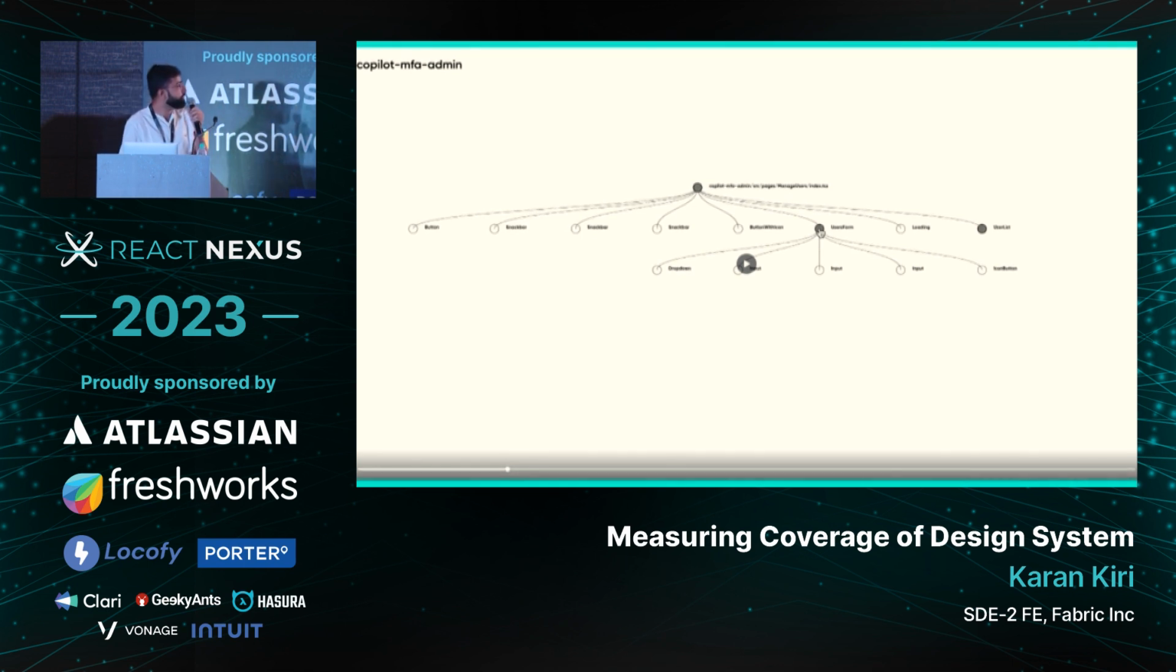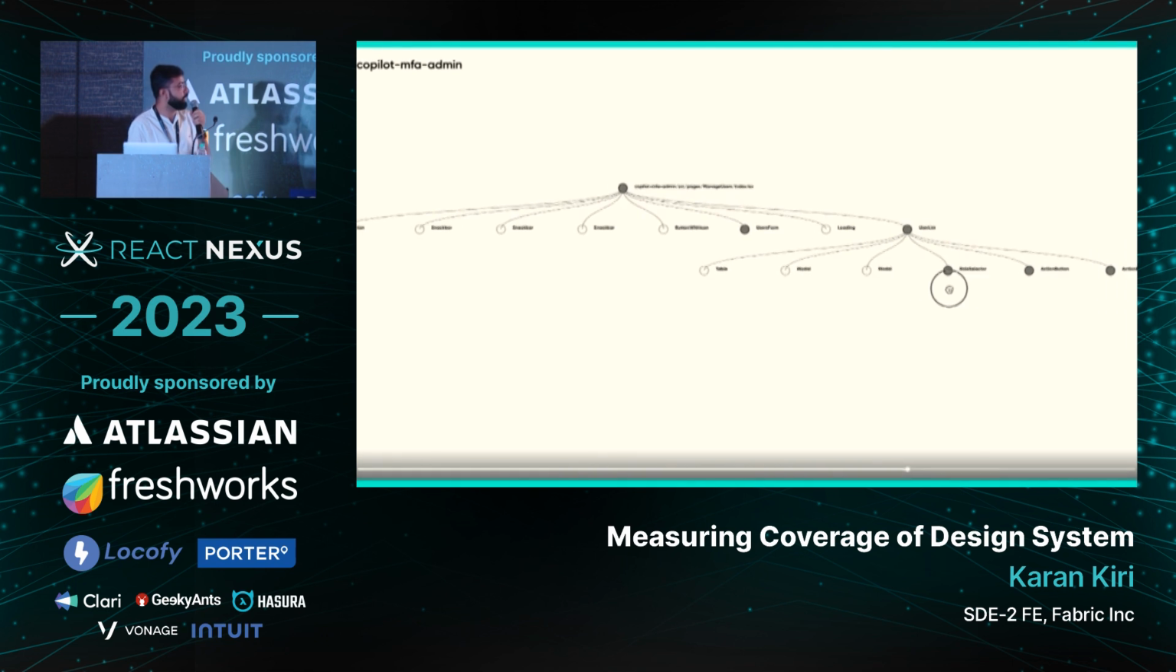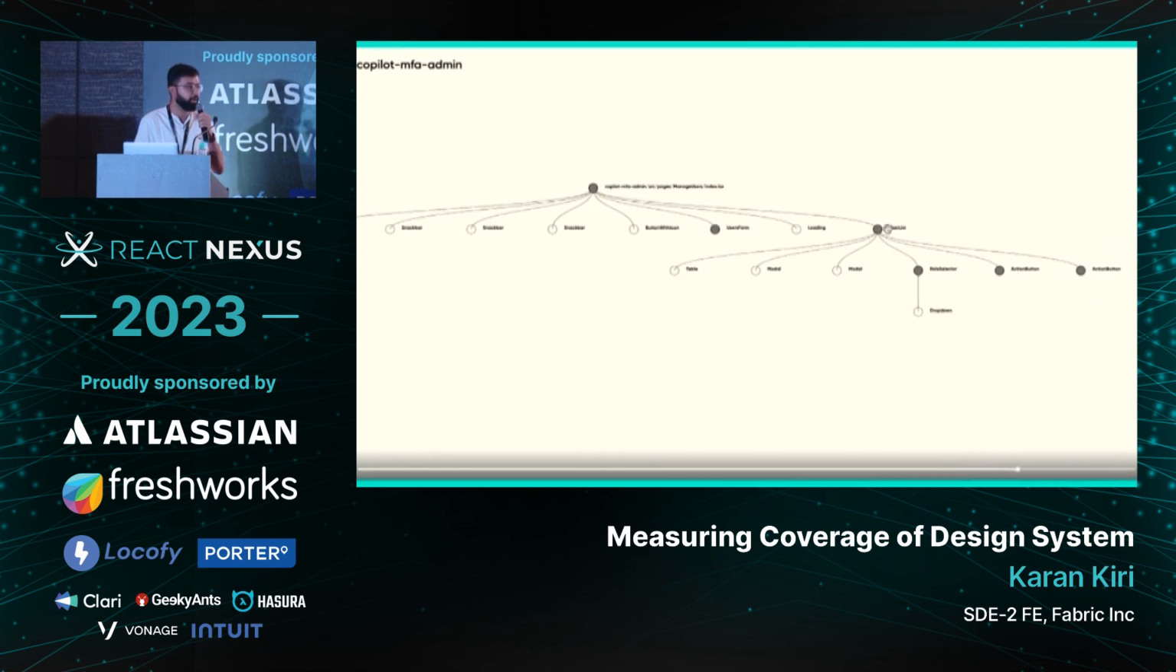Here you can see we are using 3 instances of snack bar. We shouldn't be doing that. We should be using only one snack bar and pass different props. So this is the base tree structure. We plan to add more features, like visualizing more data about what components are used, whether from DS3 or DS4, and much more.